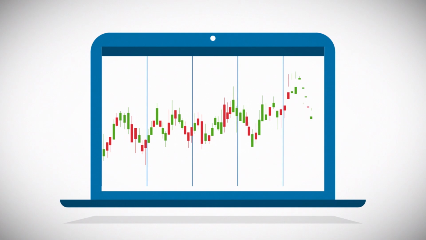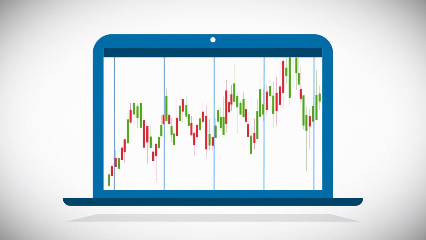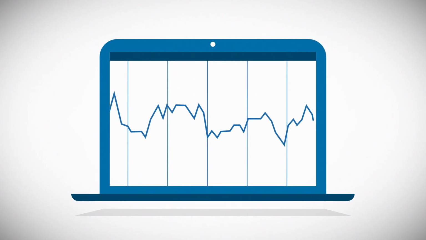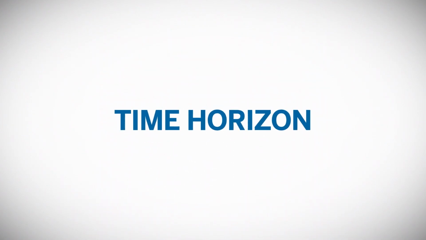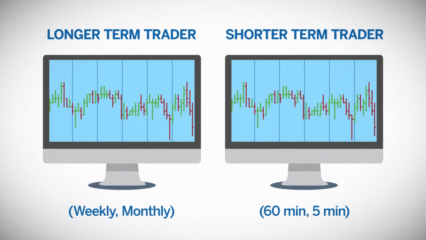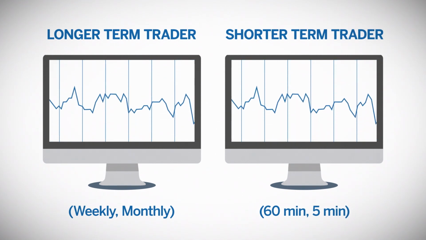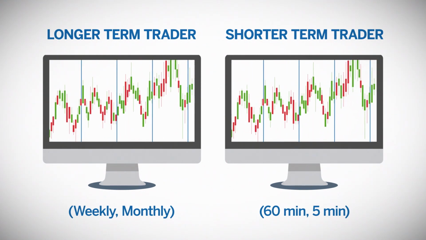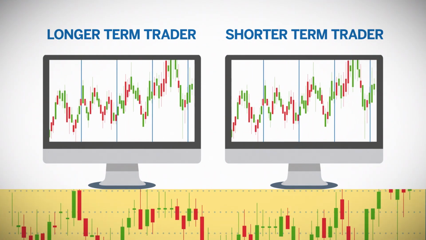Charts can be set up to show different time frames and in many different visual styles to track how the price of an underlying instrument is moving. Depending on your time horizon for trades, a trader will choose to look at various charts showing various time frames. A longer-term trader may track price on a weekly or monthly chart, while a shorter-term trader may use charts with a 60-minute or 5-minute chart.